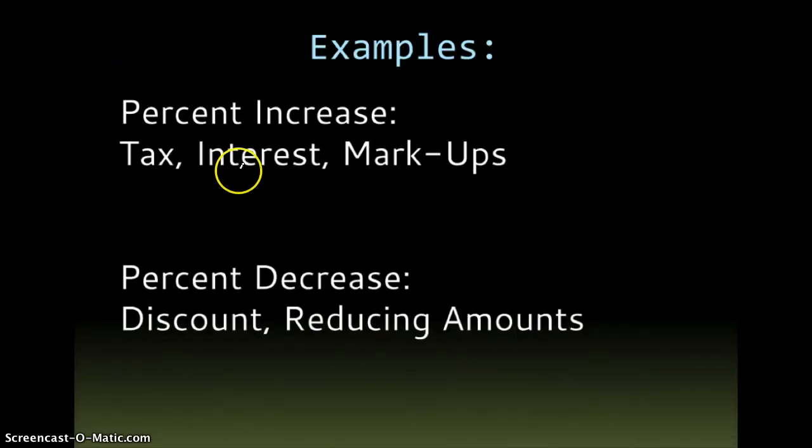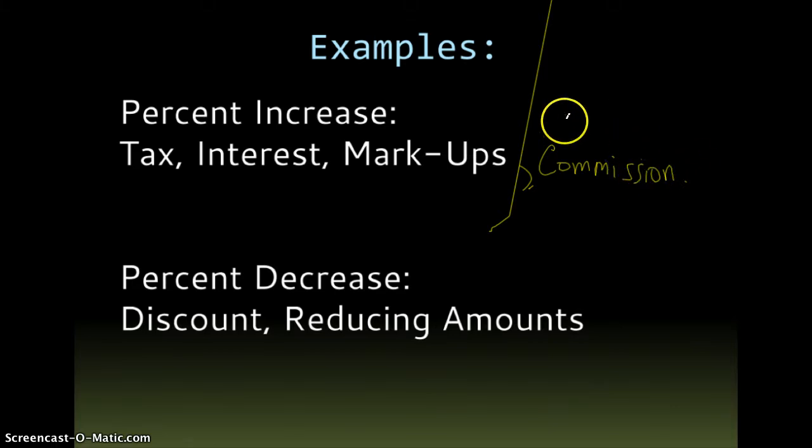Here's some examples. For percent increase, these are some words that indicate that you will be increasing the number. So if you're talking about tax or interest or a markup or even commission. So commission, we spell that as C-O-M-M-I-S-S-I-O-N, and that's like if a salesperson is selling a car, they make commission. They make a certain percentage on the sale.